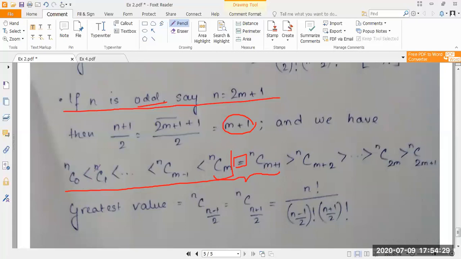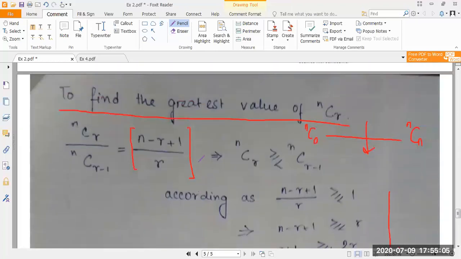So we have nC0 less than nC1, less than nC2, which continues still less than nCm in fact. Then it becomes equal to nCm plus 1, and then it again starts to fall. So here we have two values which are greatest in magnitude. So again we put the expressions, and if you notice one thing, they have equal value because they are equal to each other. So finding the value of one will suffice. So that is the way in which we find the greatest value of nCr.